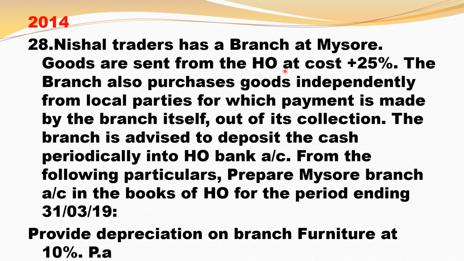The branch also purchases goods independently from local parties for which payment is made by the branch itself out of its collection. The branch is advised to deposit the cash periodically into head office bank account. From the following particulars, prepare Mysore branch account in the books of head office for the period ending 31/3/19. Provide depreciation on branch furniture at 10% per annum. So depreciation on branch furniture needs to be deducted from the closing furniture.